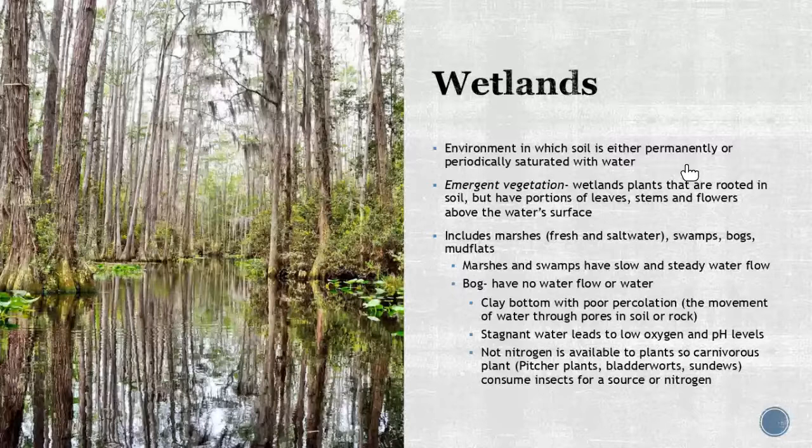Now this will include your marshes, where the marshes can be both fresh and salt water, your swamps, your bogs, and your mud flats. Depending on the flow of water, that determines if it's a swamp, marsh, or a bog. And with these, sometimes they have stagnant water, and that can deplete the oxygen and affect pH levels. And you'll see some of the weirdest plants thrive in these areas. Go back and watch one of those plant videos, because this is where you're going to find some of those odd ones. So once again, here are some review videos and credits for the images.